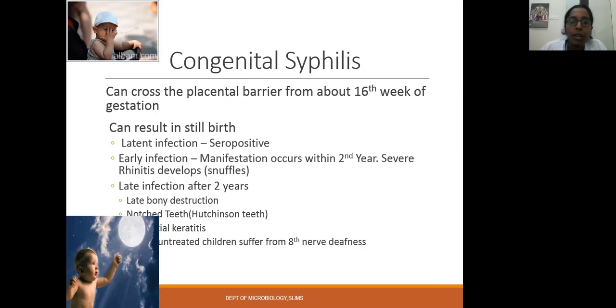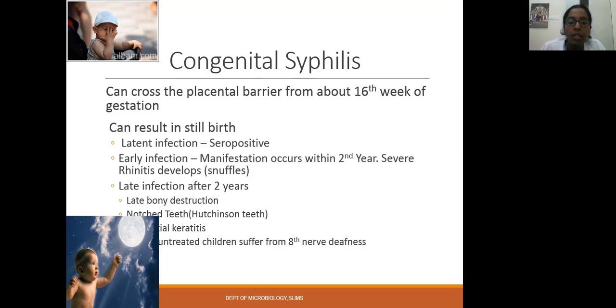In congenital syphilis, you can see how it occurs. The infection crosses the placental barrier after about 16 weeks of gestation, and it can result in stillbirth. In the latent infection, usually the patient is seropositive. In early infection, the manifestation occurs within 2 years, and there can be severe rhinitis, which is called snuffles. Later there can be bony destructions, and the typical syphilitic facies of the children can occur.